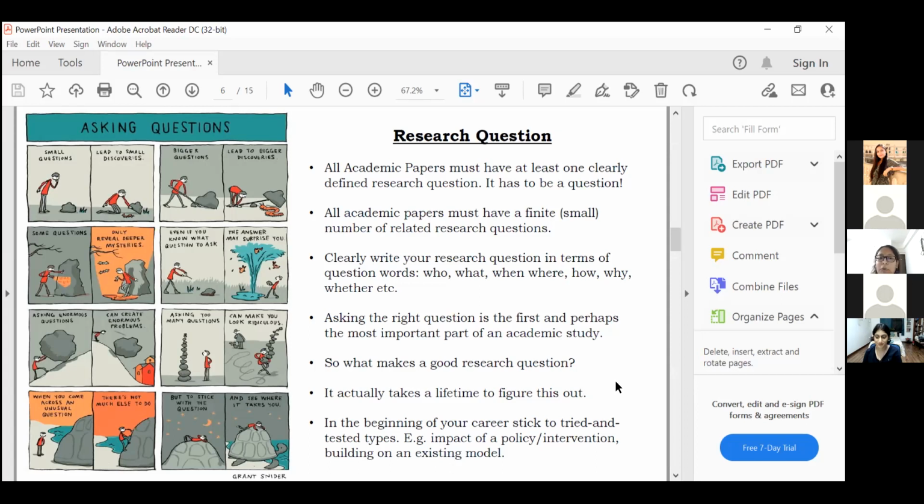Okay. So then this ties very closely with what I said earlier, what makes a good research question. It actually takes a lifetime to figure this out. So is that research worth undertaking? You won't know what the results are. You could do one of two things. What do you think the results are likely to change?